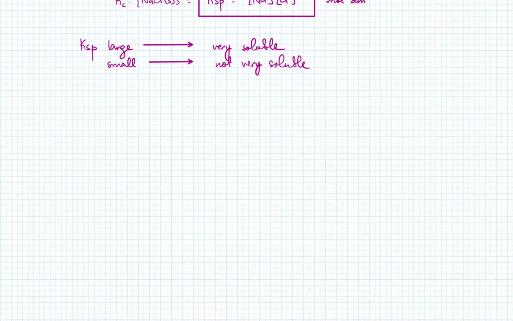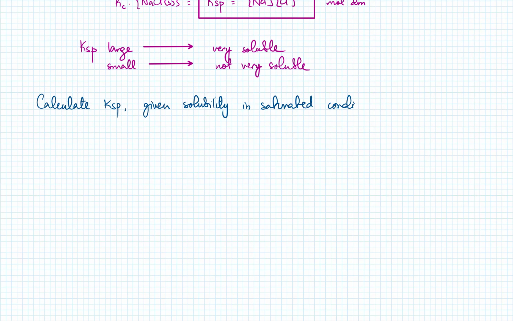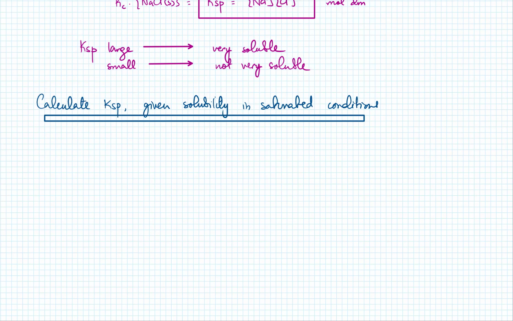You're going to get three types of questions. Type one is calculate Ksp, given the solubility of the ionic compound in saturated conditions. That's question type one. For example, they'll tell you that you have saturated calcium phosphate.